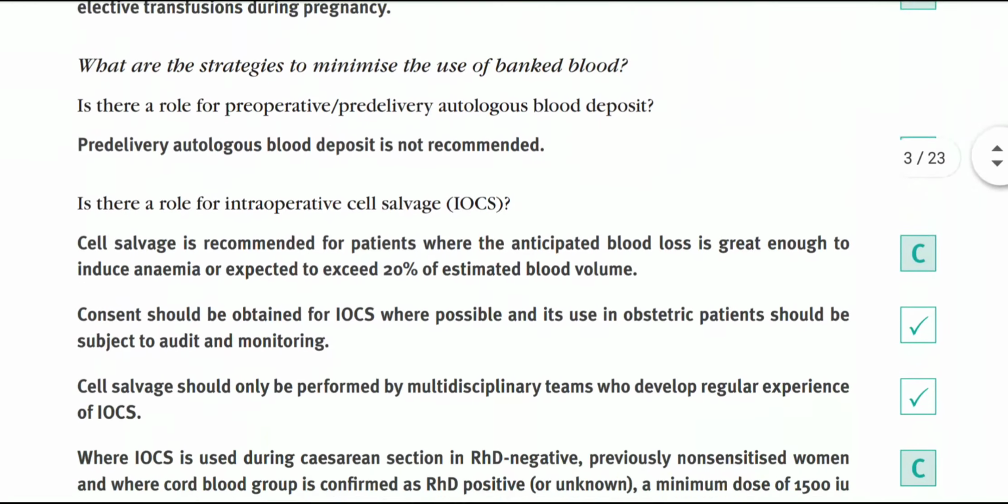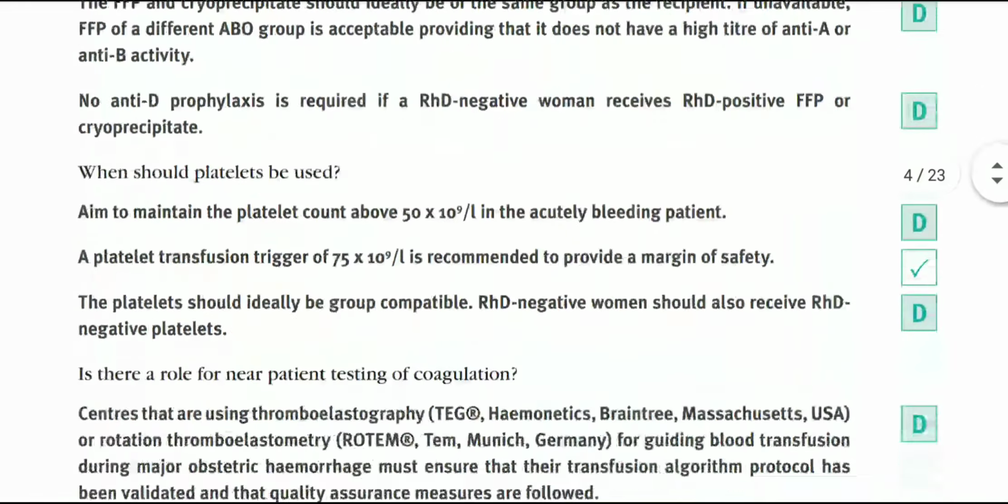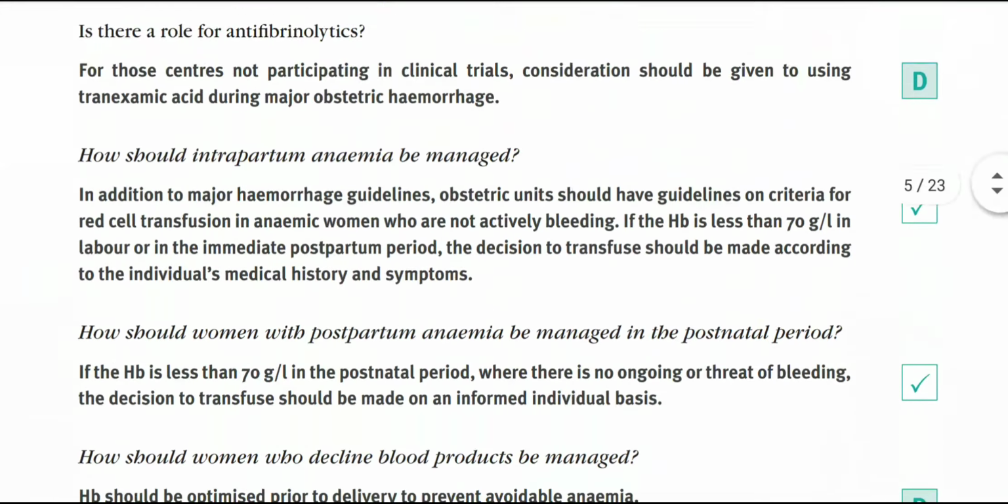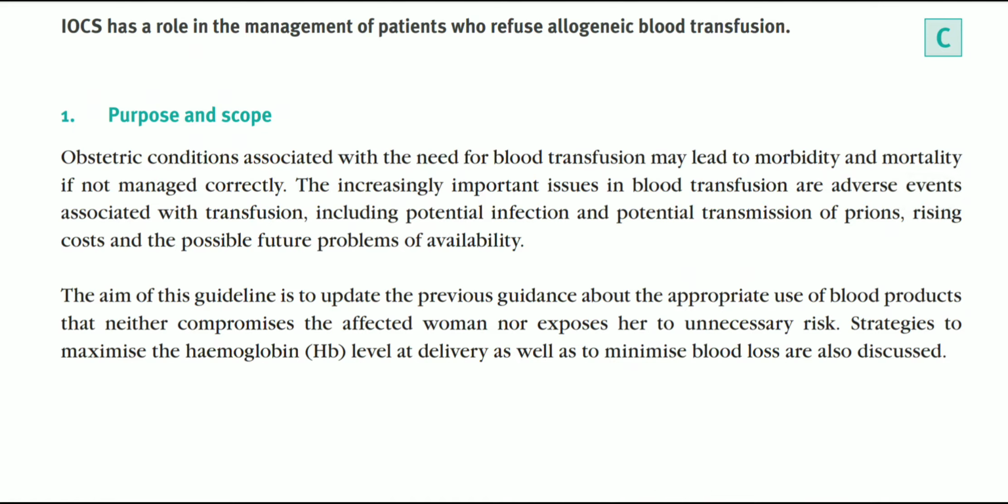Coming towards the purpose and scope of this guideline. In the purpose and scope, some important things are discussed. The first thing is the importance of blood transfusion in obstetrics. It is written: obstetric conditions associated with the need for blood transfusion may lead to morbidity and mortality if not managed correctly. So that is the main importance of blood transfusion.